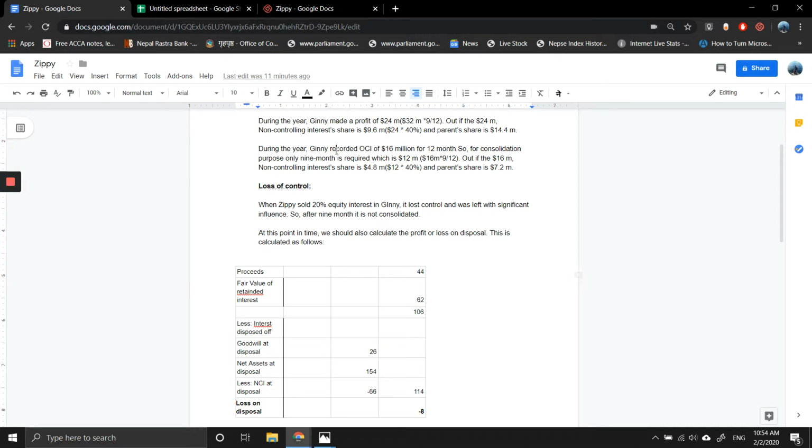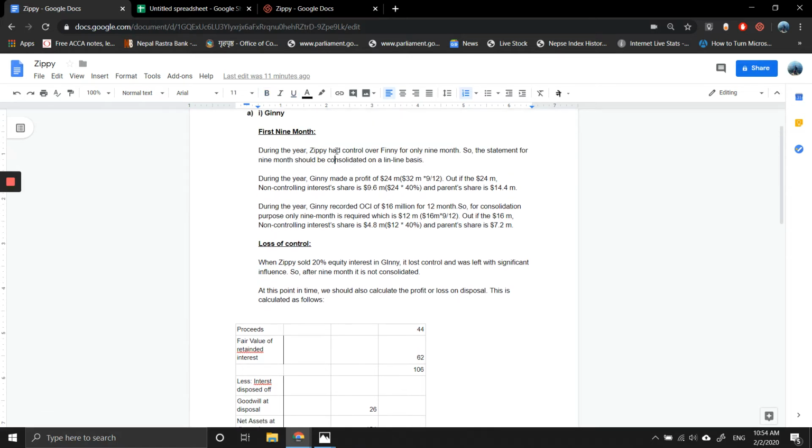Where I was is that I was basically telling you that the profit should be attributed to NCI and parent. Okay, so during the year, Zini recorded OCI of 16 million, right? For consolidation purposes, only 9 months is required, which is 12 million. So in the case of OCI as well, we need to figure out the 9 months OCI and then attribute that amount, which is 12 million, to the parent and NCI, okay? And then after that, GP has disposed of 20% interest in Zini, right?